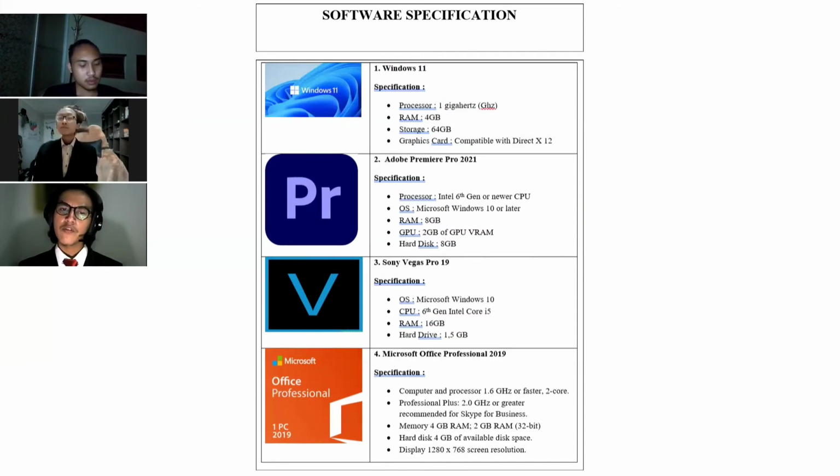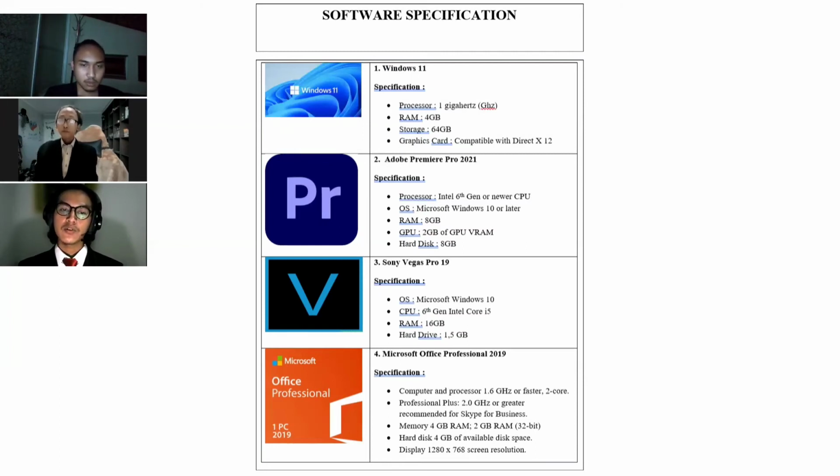Why do we use editing software again? Because Sony Vegas Pro 19 has a lot of content, such as editing videos and photos. This is highly recommended for editing employees and for content creators who make content. The minimum specification: the operating system must be Microsoft Windows 10, CPU must be 6th Gen Intel Core i5, RAM must be 16 GB, hard drive must be 1.5 GB.